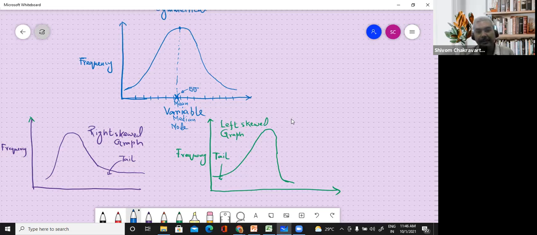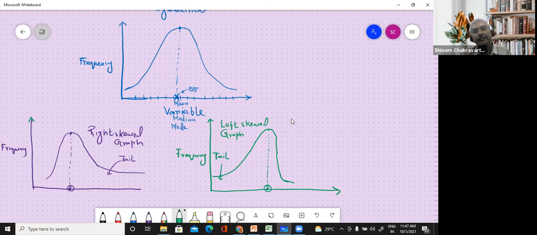But in case of skewed graph, skewed data, of course, mode will correspond to the highest point. There is no doubt about it. The frequency is highest there, so this point will correspond to the mode. Here also, the peak will definitely correspond to the mode. Almost by definition, the highest frequency of the data is what we call mode, right? So the peak even in a skewed graph will correspond to the mode.